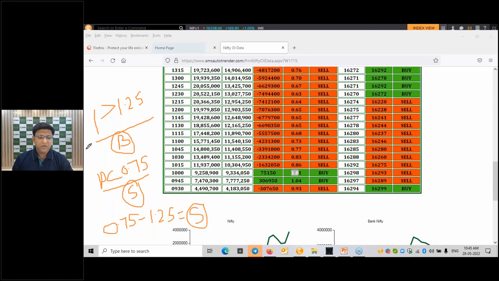So if the intraday PCR is greater than 1.25, this is a buy signal. PCR can be 6, 7, 8, 9, 10. It is never overbought or oversold in intraday. PCR is greater than 1.25, it is a buy signal. PCR is less than 0.75, this is a sell signal. And PCR between this range, this is a no trading range for an option buyer.